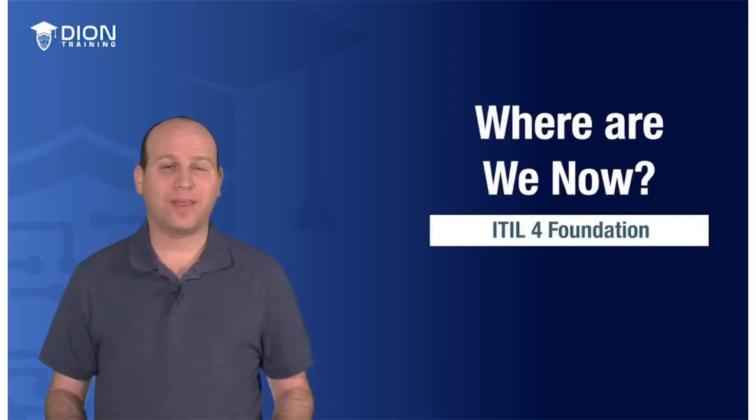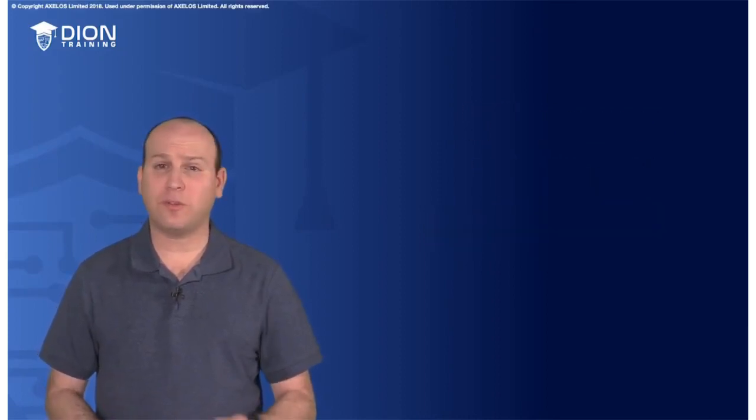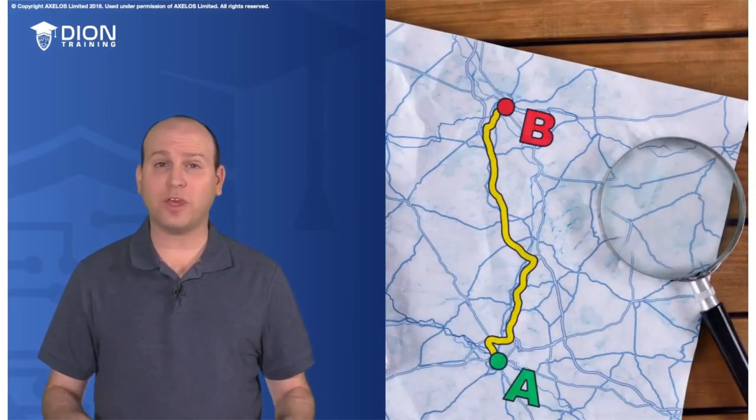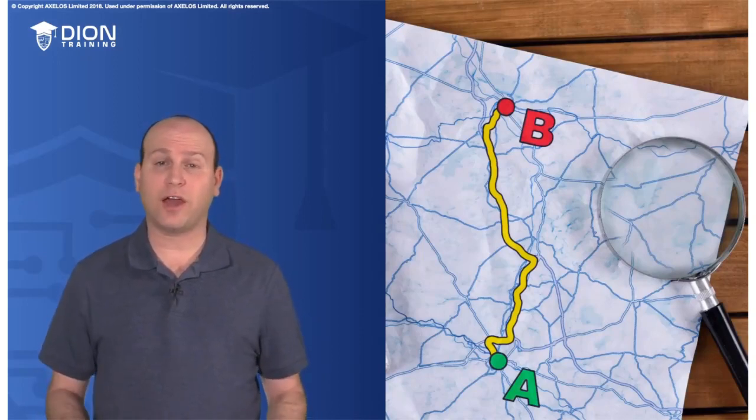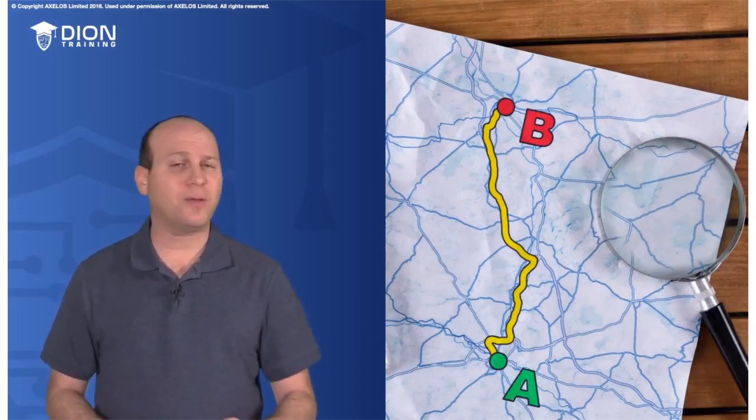Where are we now? The success of an improvement initiative depends on a clear and accurate understanding of the starting point and the impact of your initiative. Now, if you think of an improvement as a journey going from point A to point B, this step clearly defines what point A looks like. Think about it like this.